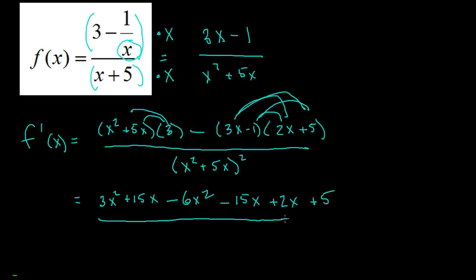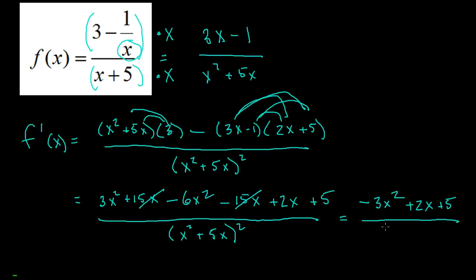And a lot of kids make another big mistake, they just forget the denominator. They just get so caught up in the numerator, they totally forget the denominator. All right, now I'm just going to combine my like terms. 3x squared minus 6x squared is negative 3x squared. A positive 15 and negative 15 add up to 0, so I have a 2x and a 5.